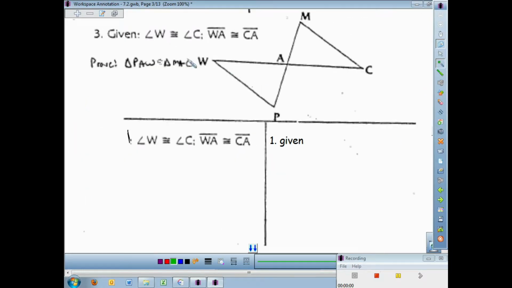Let's keep rolling. Write your given down. Mark it. Angle W is congruent to angle C. Segment WA is congruent to segment CA. Prove the two triangles congruent. Do you have enough information to prove the two triangles congruent right now? No. So go through the checklist. There are no shared sides. There are no parallel lines, but I do have vertical angles, and I will mark them with 2 arc marks because I already have 1 arc mark used up, and then I will write them down. Angle WAP is congruent to angle CAM by the vertical angle theorem.